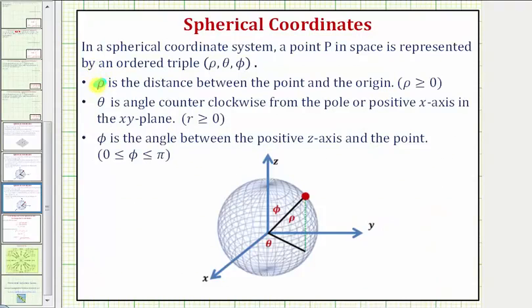Where rho is the distance between the point and the origin, this distance here, theta is the angle counterclockwise from the pole, or positive x-axis, in the xy plane, this angle here. And finally, phi is the angle between the positive z-axis and the point, which is this angle here.